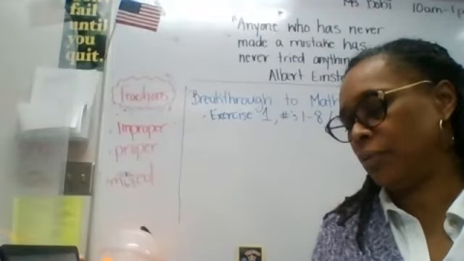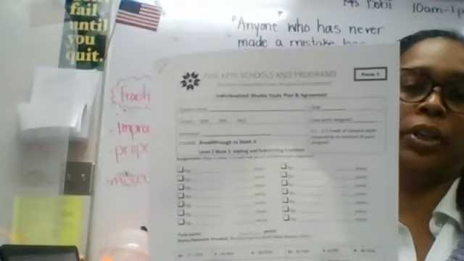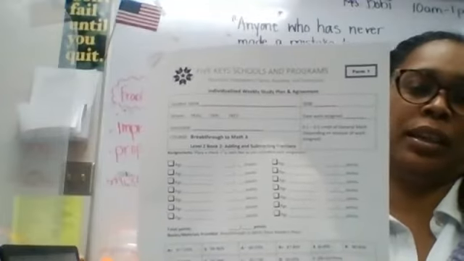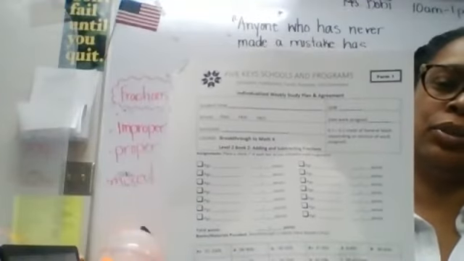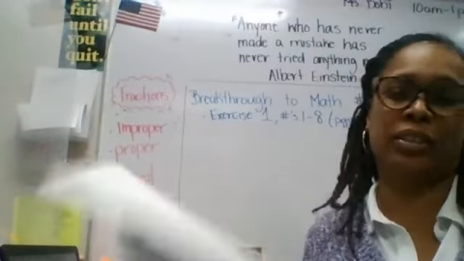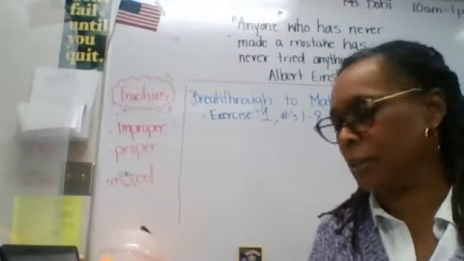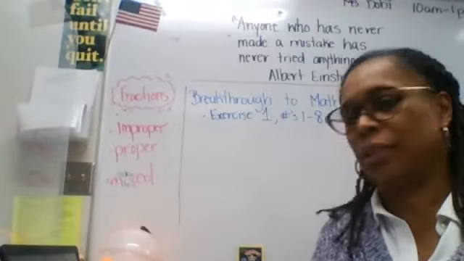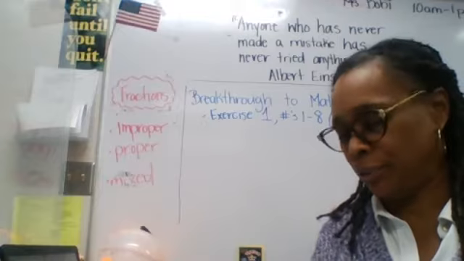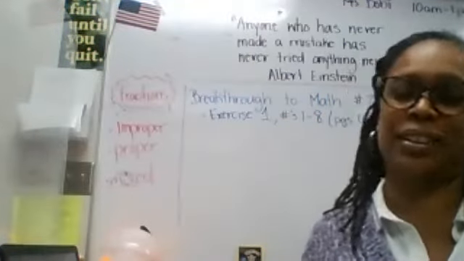And I'm going to just go through the first exercise in our Breakthrough to Math A, level 2, book number 2, which is adding and subtracting fractions. So I'm just going to skip the pre-test because that is something that you should have completed on your own. So I'll start on page 6, the introduction.